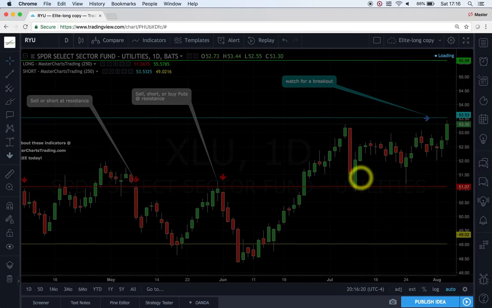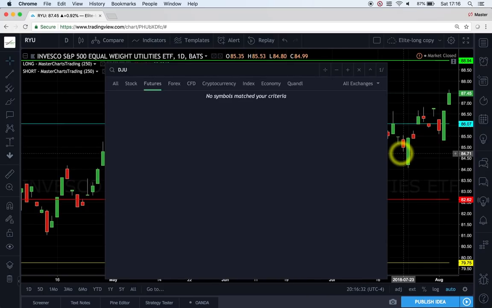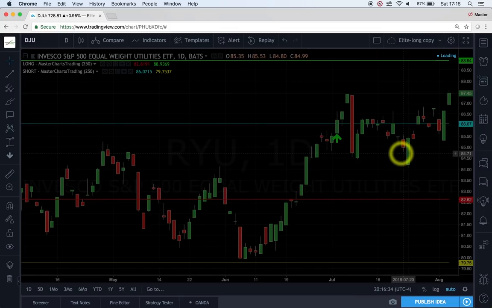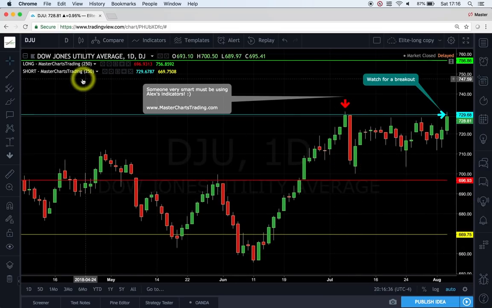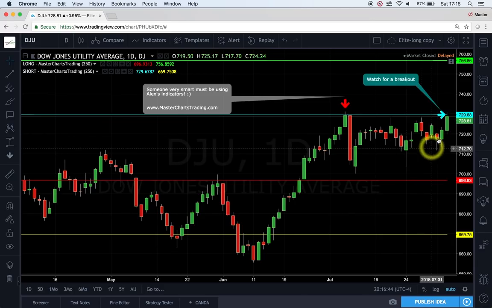RYU, the equal weight utilities, seem to have already broken out even earlier. So my best way to look at this is to look at DJU, the Dow Jones utility average, and it sure as heck looks like it wants to go higher from here.